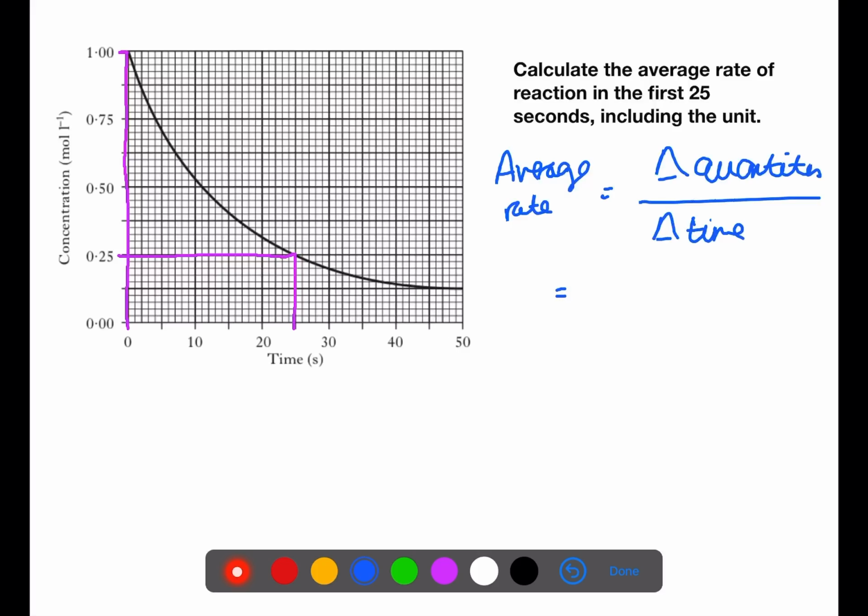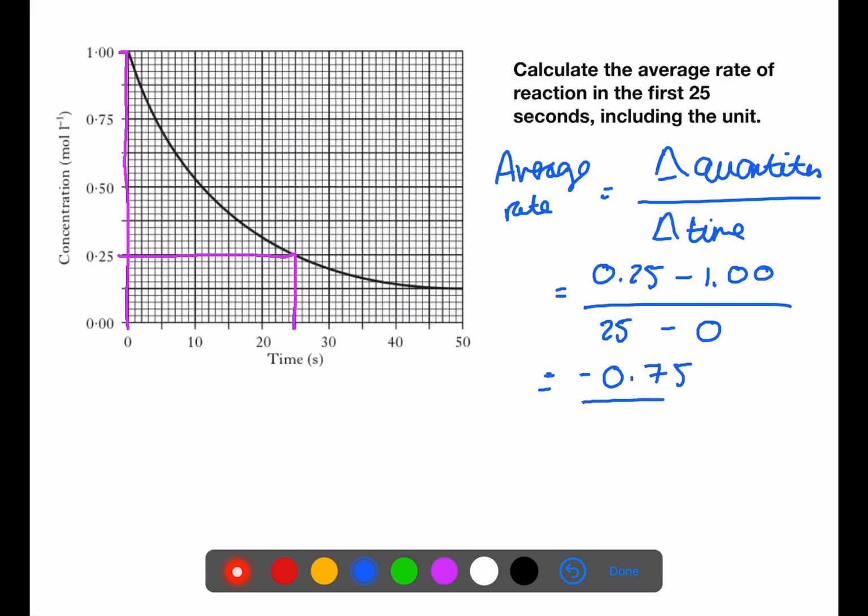So at the end of our time period, the concentration is 0.25. At the start of the time period, it was 1. And then we divide by the time period, so we have 25 seconds minus 0 seconds. So we have negative 0.75 divided by 25, which gives a value of negative 0.03.